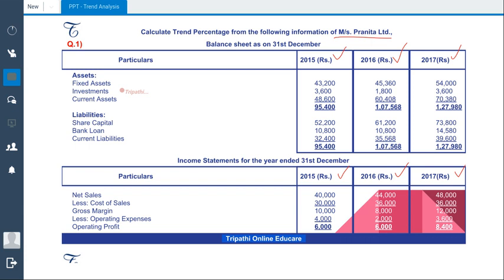Now, if you see the balance sheet, we have assets and liabilities. Under assets, we have fixed assets, investments, and current assets. Under liabilities, we have share capital, bank loan, and current liabilities. Under the income statement, we have net sales, cost of sales, gross margin, operating expense, and operating profit. So let's start the solution.